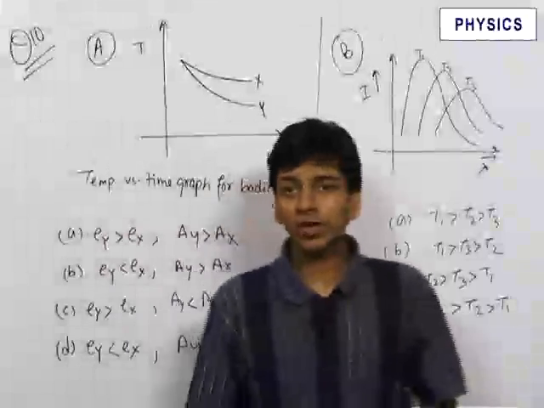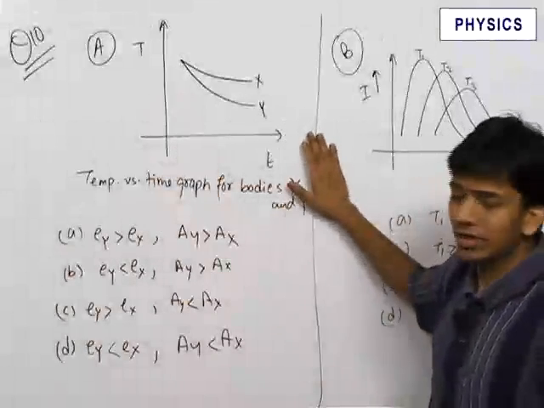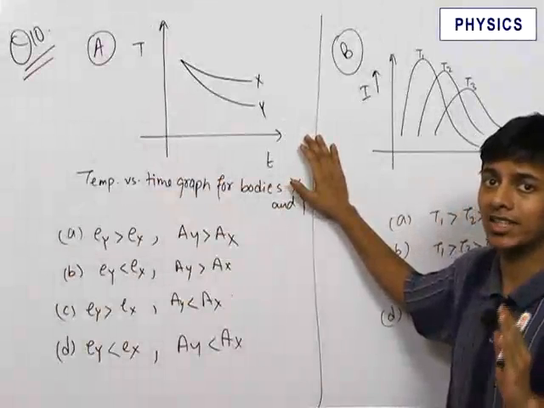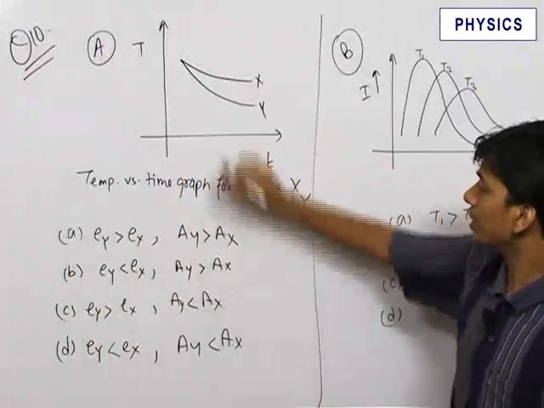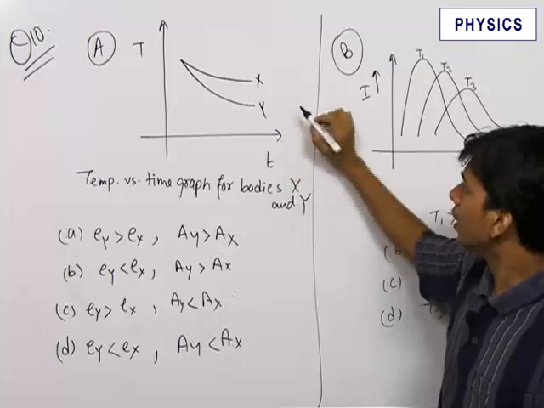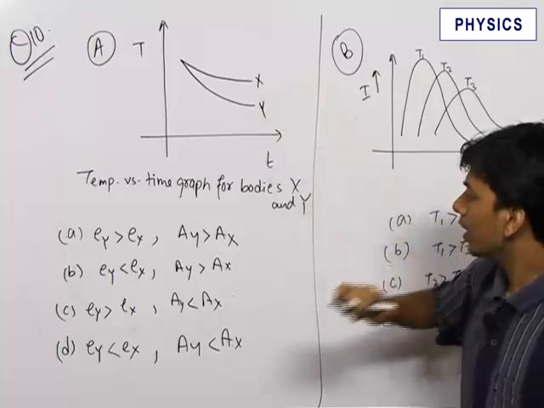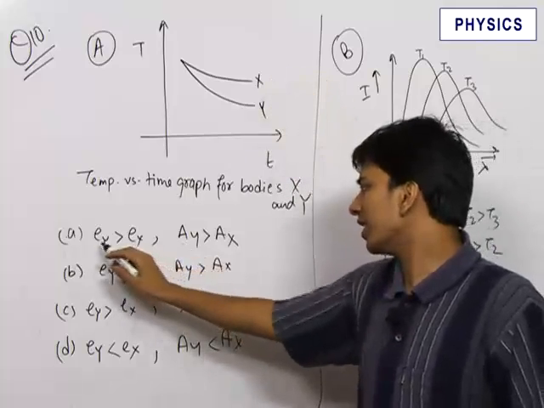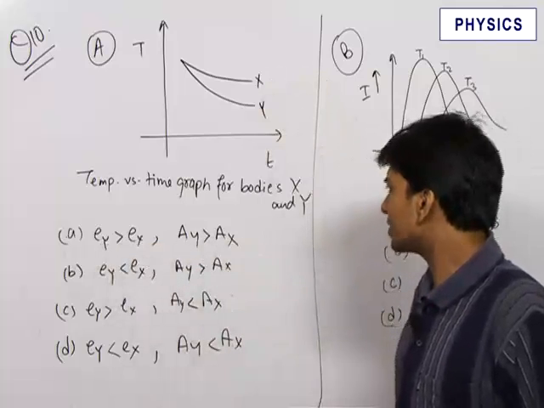So in this question we have two separate graph questions. It is also important to analyze and interpret graphs. In this first graph there is a graph of temperature versus time for two bodies x and y. We need to find out the relation between their emissivity and the absorptive powers.